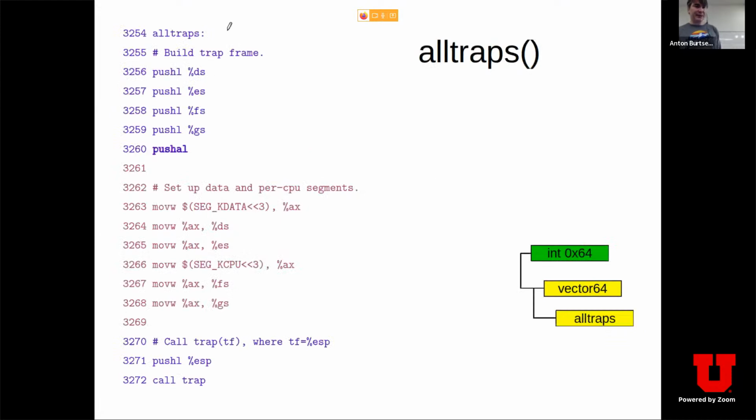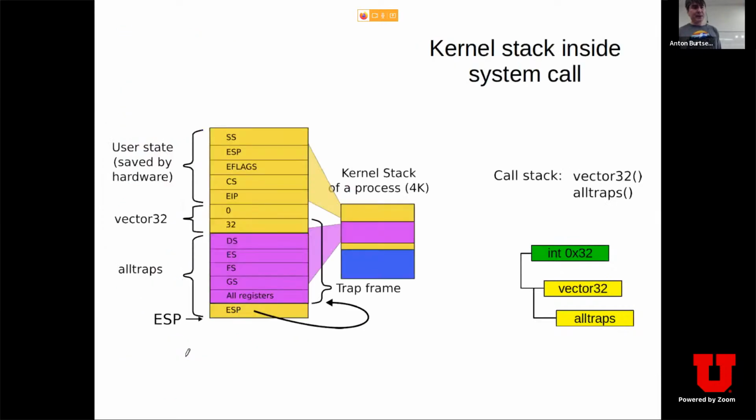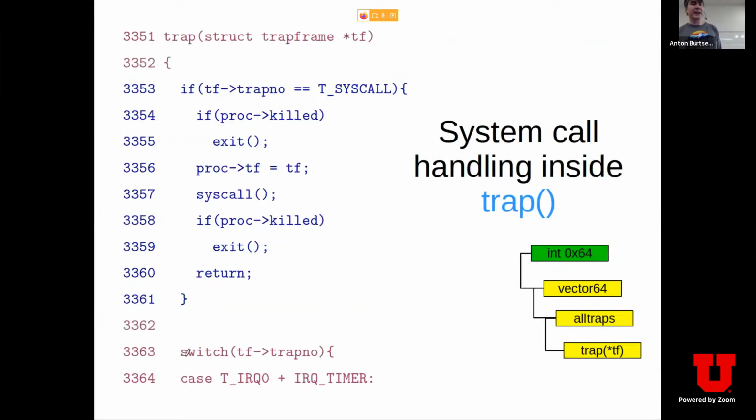We go to this alltraps function, save the segment registers, save all the general registers, set up the segments. There's a piece from an old x86 which uses per-CPU segments, so this is no longer used. Then call trap again. Our stack looks like that. That's not surprising. And inside the trap, we say, okay, if the interrupt was 64, equal to syscall, then it's a syscall, right? Okay, cool.